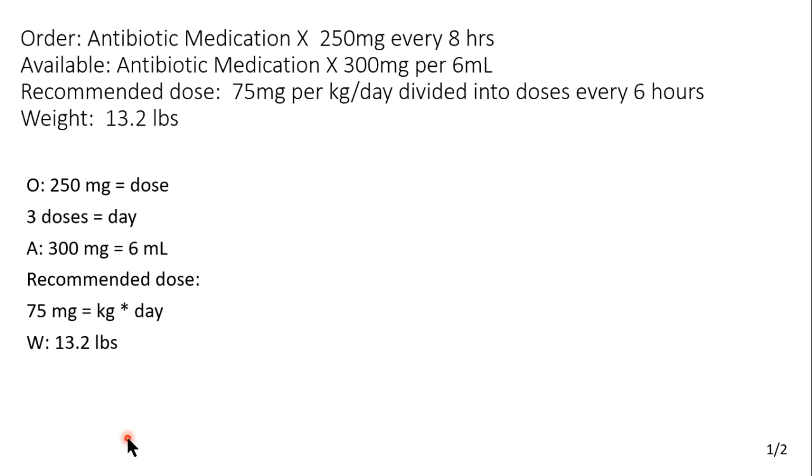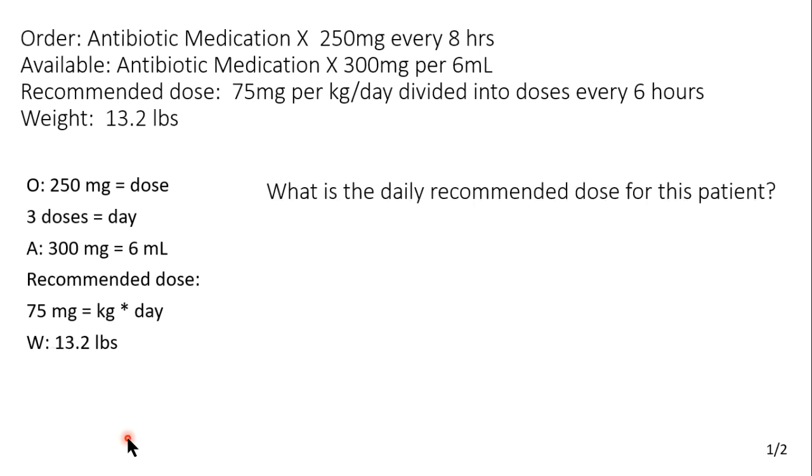The order, 250 milligrams equals a dose with 3 doses a day, since we have to administer a dose every 8 hours. So 24 hours in a day divided by 8 gives us 3 doses a day. The available is 300 milligrams equals 6 milliliters, and the recommended dose is 75 milligrams per kilogram per day. The question is, what is the daily recommended dose for this patient?